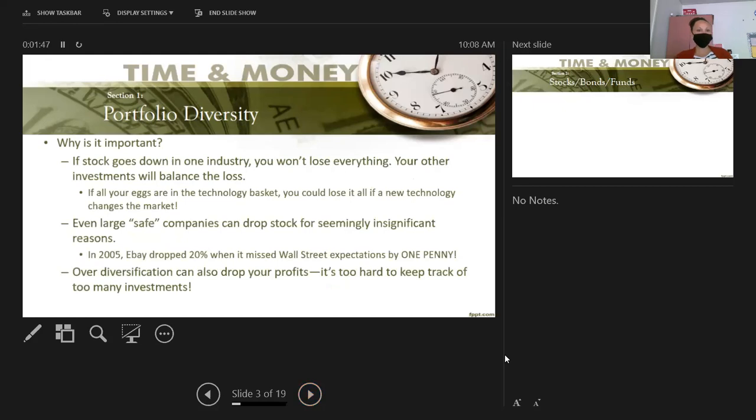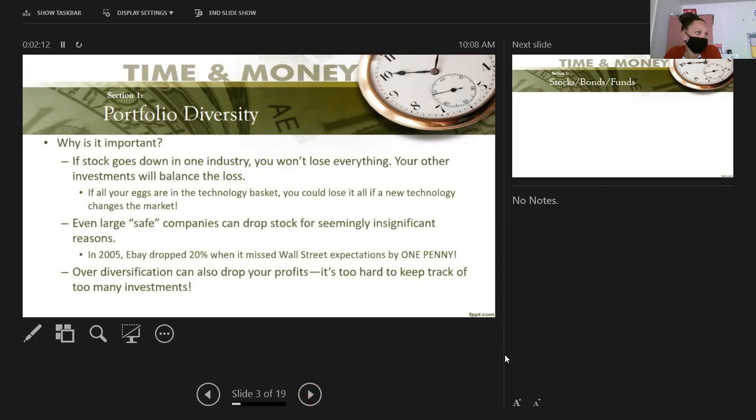Okay. So why is it important? If the stock goes down in one industry, you're not going to lose everything. Your other investments will hopefully balance the loss. If all of your eggs are in the technology basket, you could lose it all if a new technology changes the market. Even large, safe companies can drop stock for seemingly insignificant reasons.